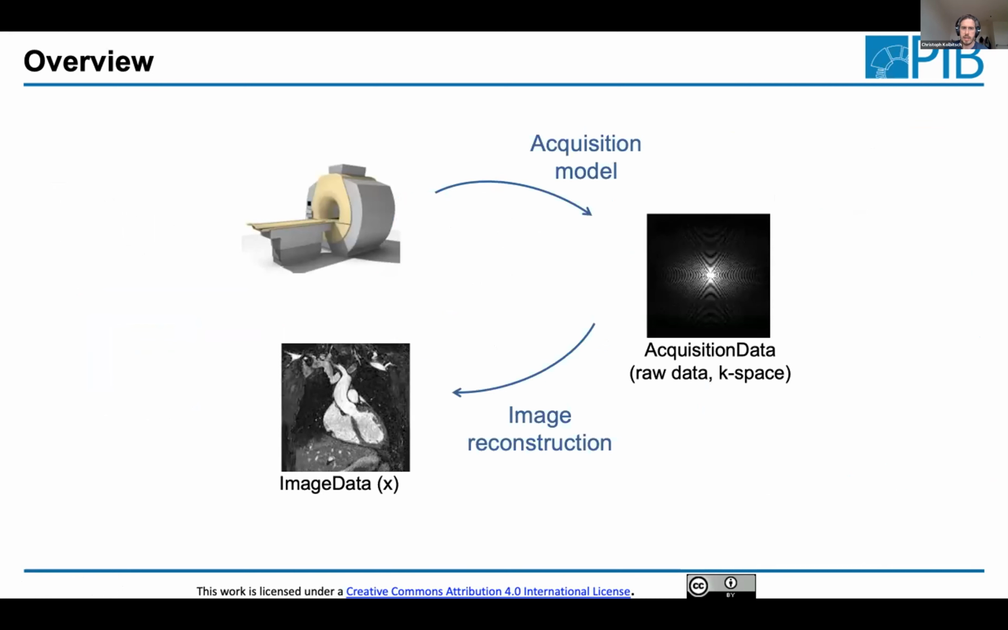Now, in MRI, as I've shown you before, we have an MRI scanner. We put an object inside with the acquisition model. We get our acquisition data. We call it raw data, or measured data, or k-space data. Then we do some image reconstruction, and we get our image out of there.